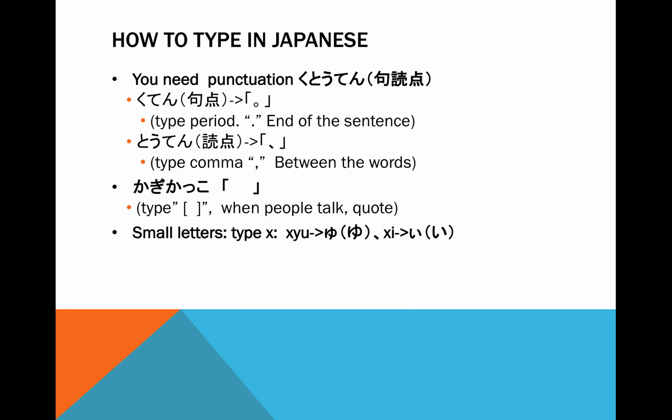For small letters, type X: XYU to make small yu, XI to make small i. For the Japanese n, type double N. You type N twice, NN, to make the Japanese n.